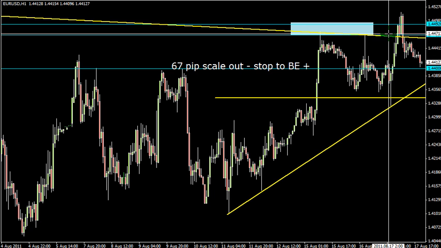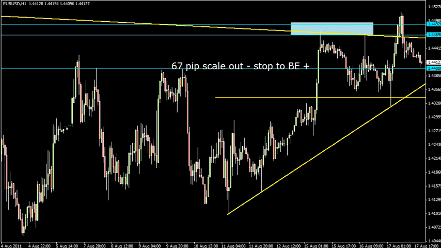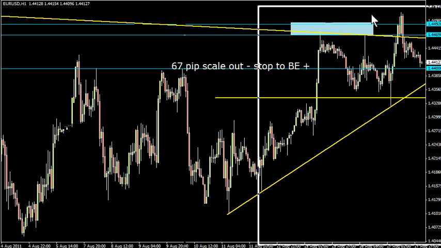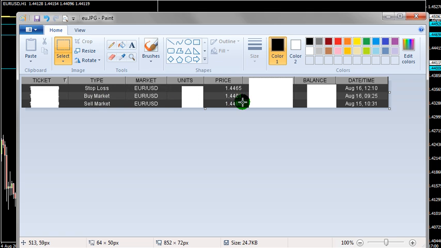44.68 was the area. The stop is 44.65 because of this. I did this at market, and I'll show you the stop placement later. But it was in this area right here, and buy market was getting out at the 44.00 level, and that was the 6-7 pips.